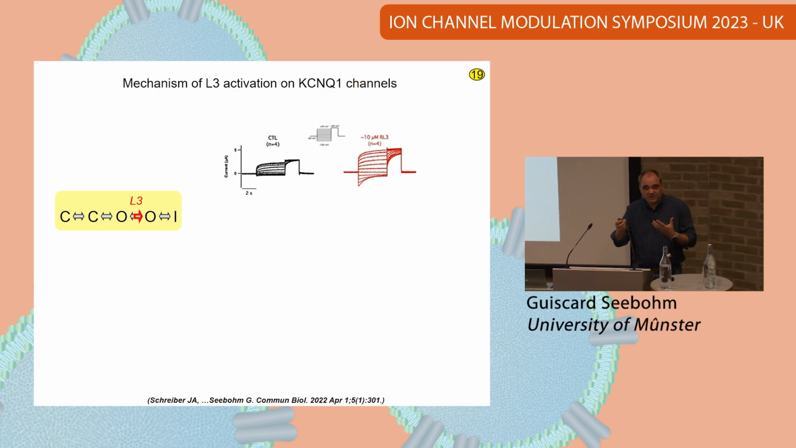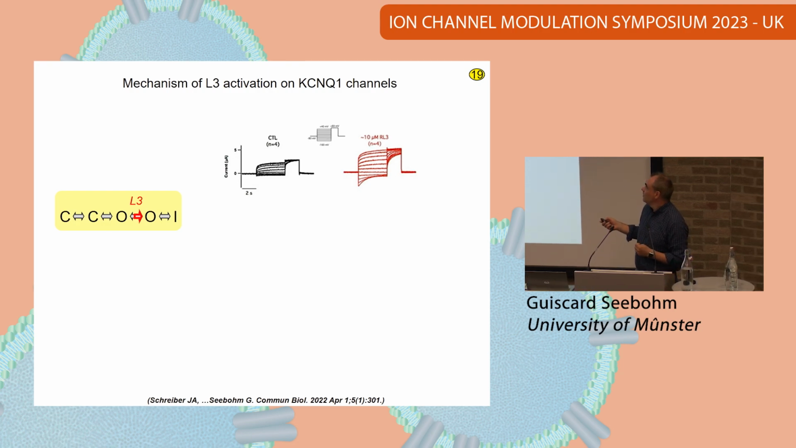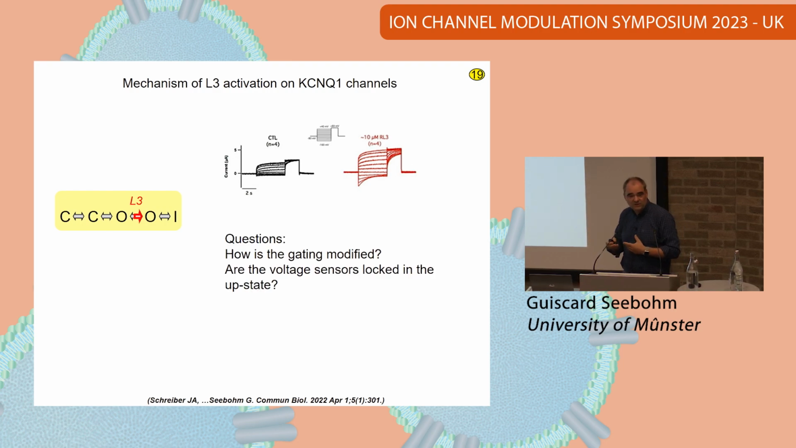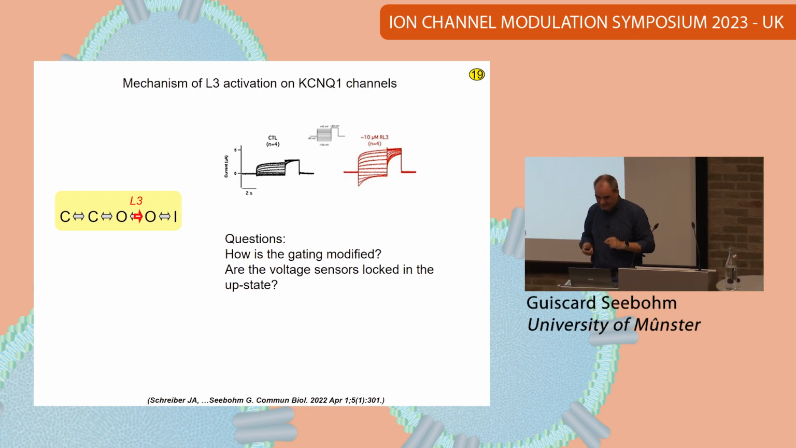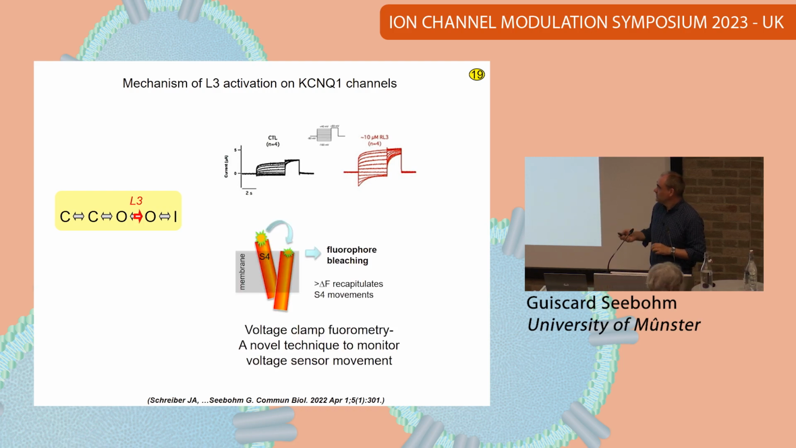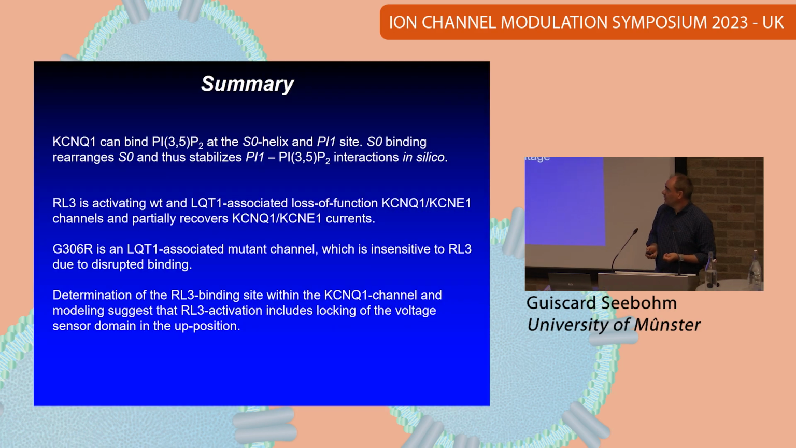Then we wanted to figure out what this compound is doing. So we did mathematical modeling, and we could give it a forward rate, which is increased by the compound stabilizing the channel. But we also did some current recordings, and we wanted to see whether the voltage sensor is stuck. I'm close to finishing. So what we did is we used voltage clamp fluorometry, and what you can find is that there is really some immobilization of charge at the voltage sensor. So the compound is really doing something similar to the PIP2.